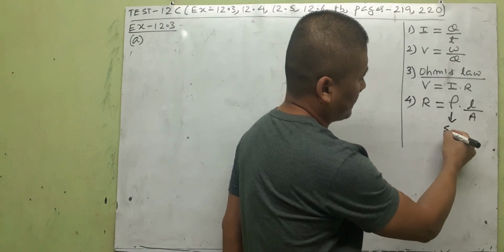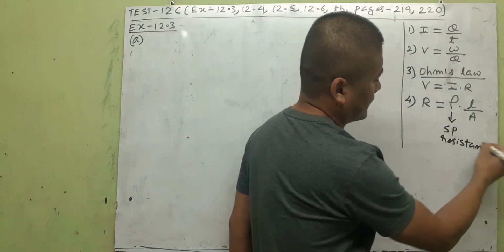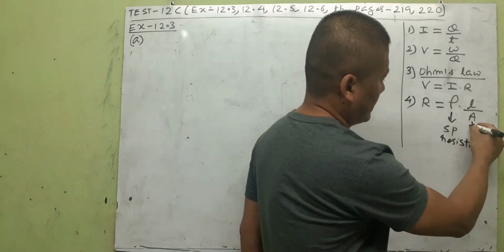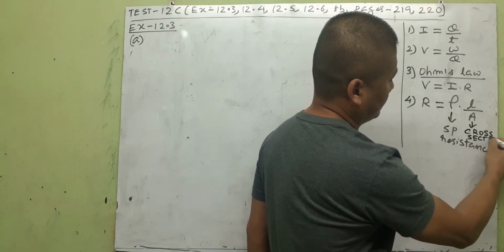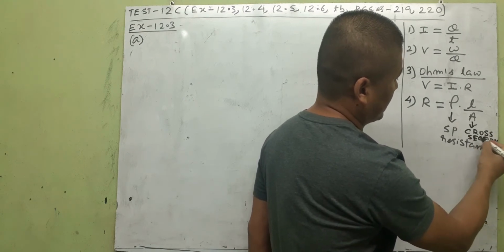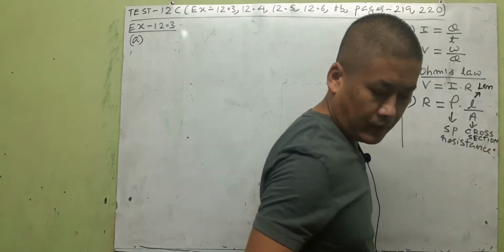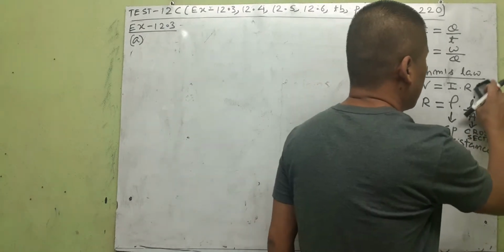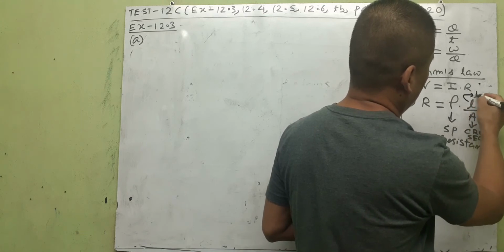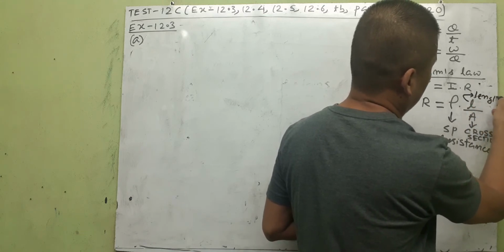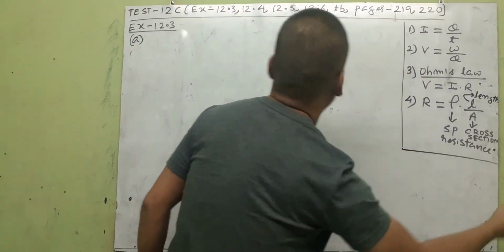This rho is the specific resistance, or it is also called resistivity. This A is the thickness, or it is also called cross section or thickness. And this is obviously the length of the wire. So let's just indicate them. The length of the wire. So these four formulas, keep them in mind as we do this portion.